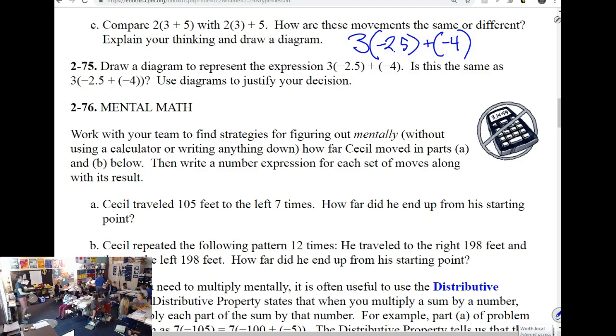All right, what's 3 times 2? 6. What's 3 times 5? 15. But how many decimal places? 1. So I give it 1 decimal place and it's 1.5. What's 6 and 1.5? But then make it negative. Negative 7.5.